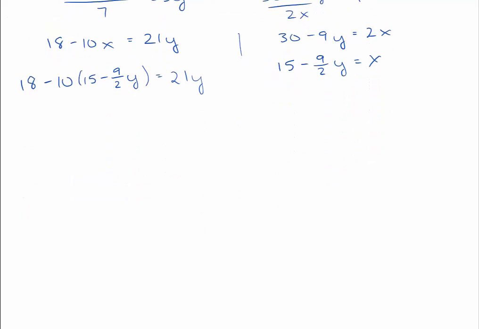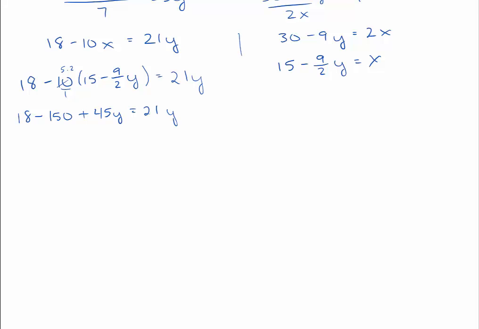Now I'm going to distribute that negative 10 through, and so I have 18 minus, negative 10 times 15, so that's negative 150, so minus 150. And then I have the negative 10 times the negative, so it's going to be plus. You can think of it as 10 over 1. So that would be positive 90 over 2 times 1 is 2, so 90 over 2, or 45. Or you can say that 10 is 5 times 2, and so the 2's cancel out, and you have 5 times 9, and that's just 45. Either way you do it, it's going to be plus 45y equals 21y.